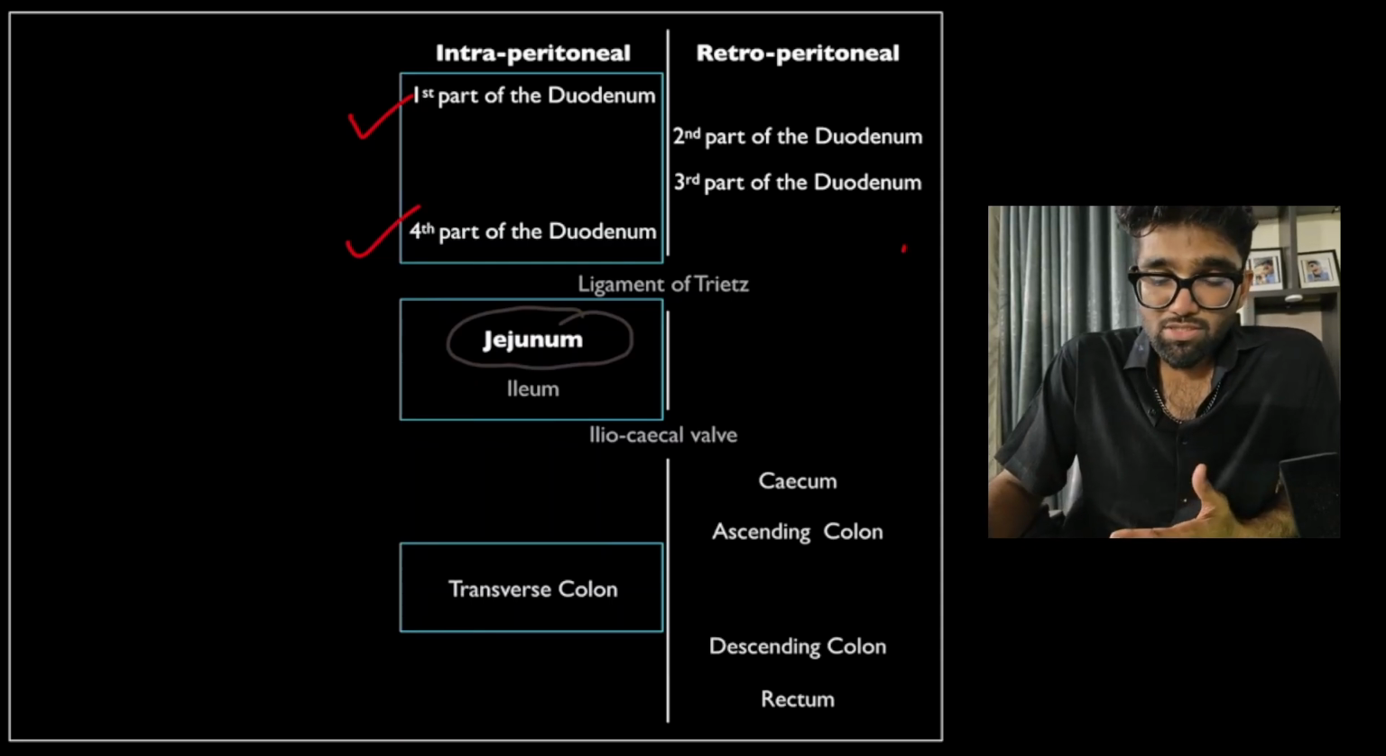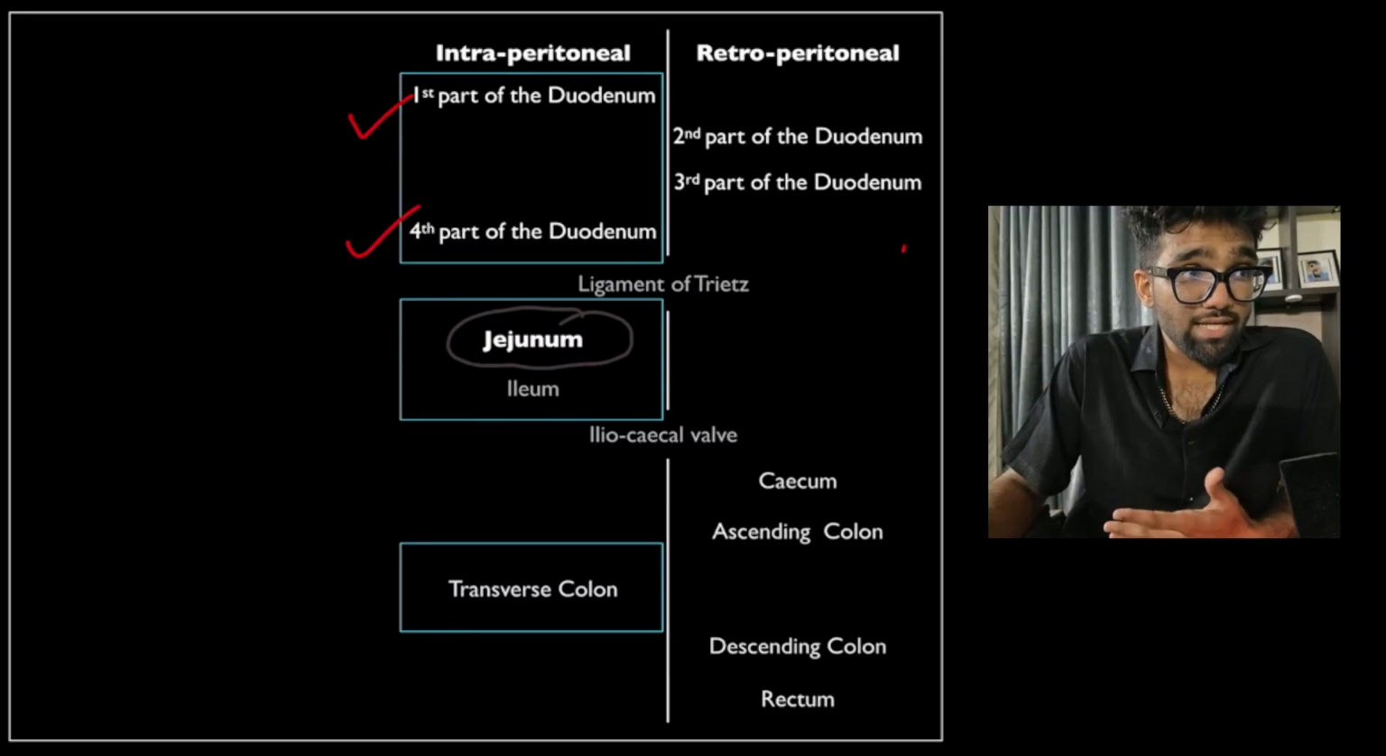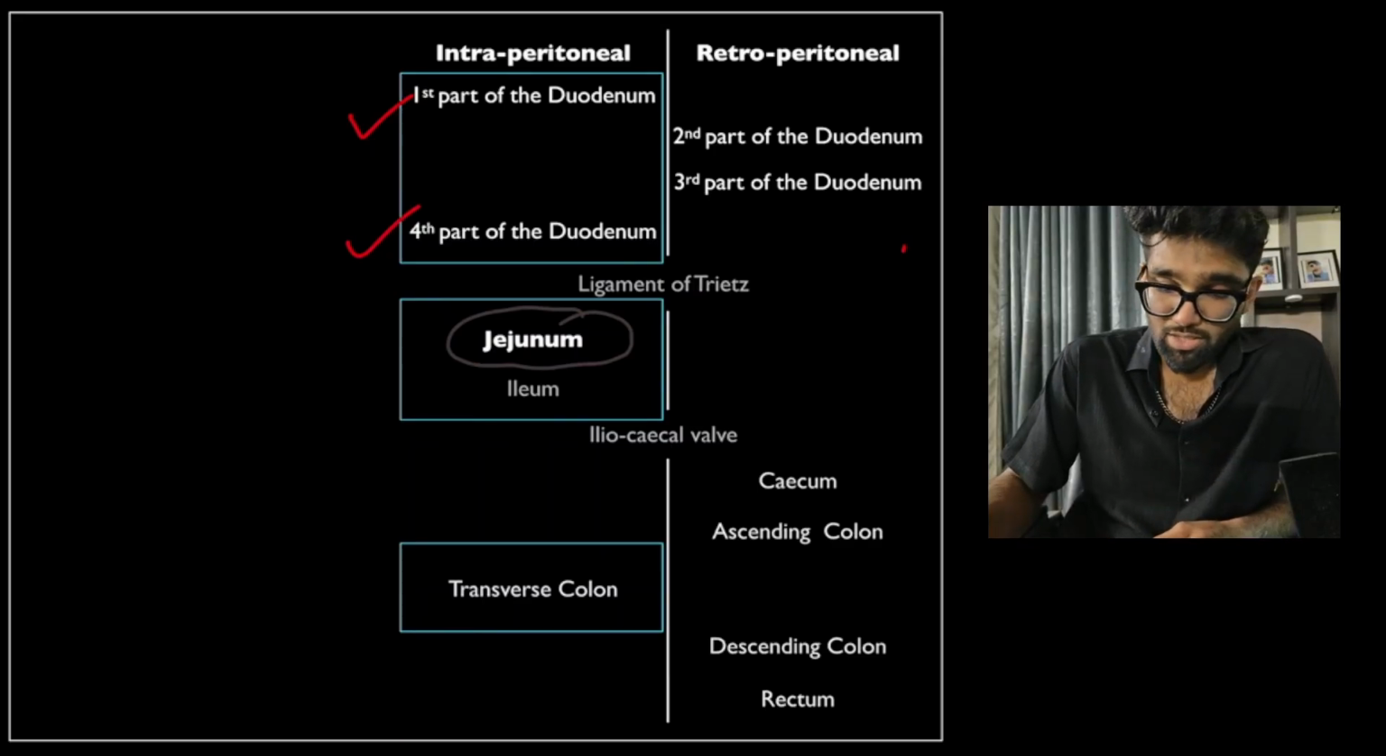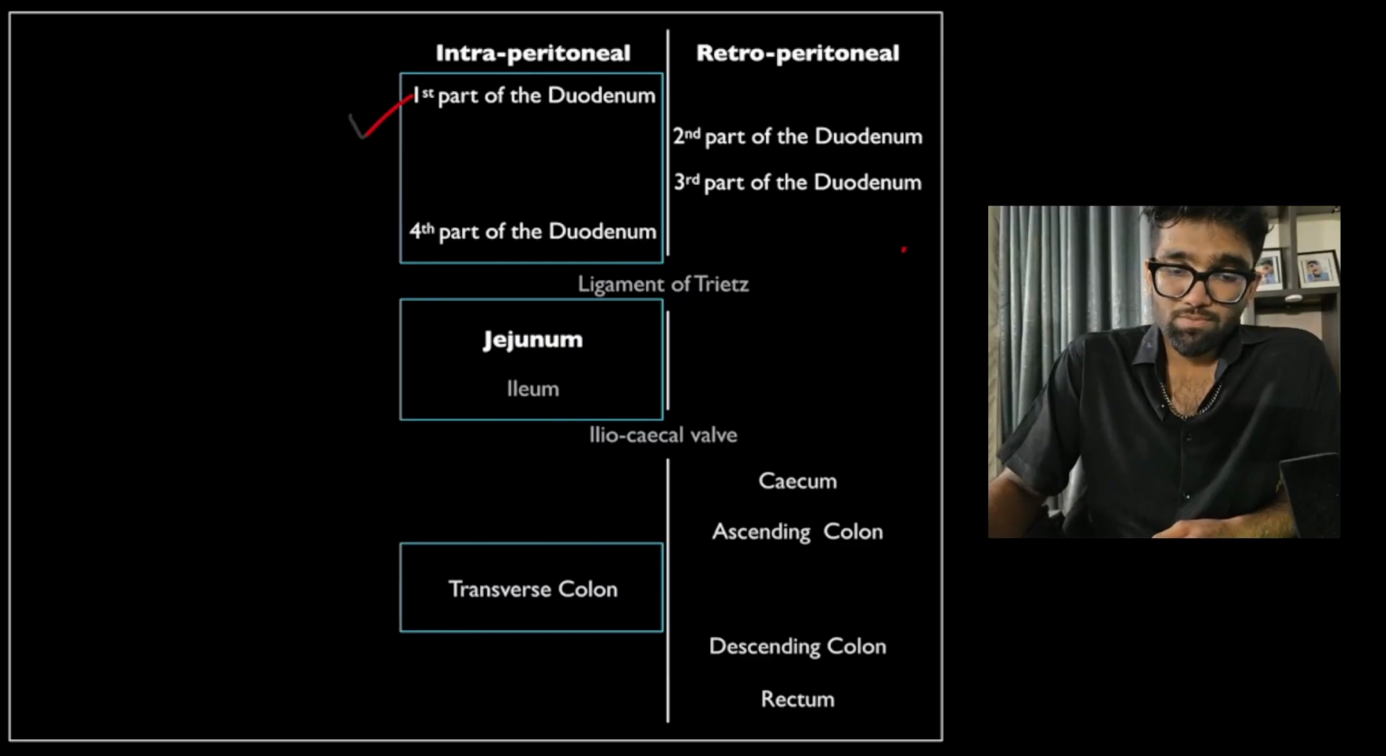This is primarily because the jejunum is the primary site of absorption of most digested material. So that is where most of the blood supply goes, the arterial blood supply to the intestine.